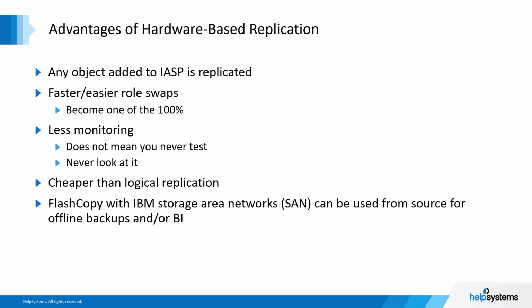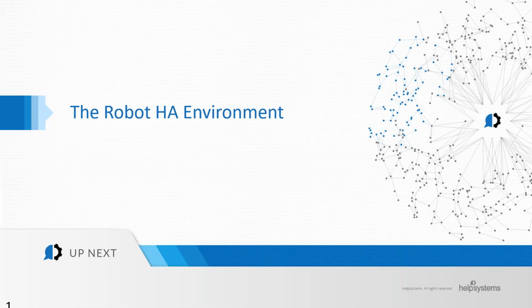There's also less monitoring with hardware-based replication. That doesn't mean you should never test your solution or never look at it, but the monitoring is very light. It's oftentimes cheaper than logical replication. And then with external storage, FlashCopy can be used for offline backups or BI purposes. I think now Tom will probably take a little bit into Robot HA and logical replication.